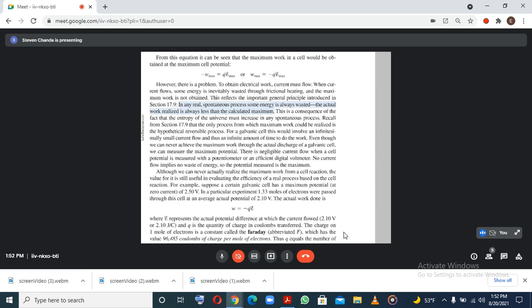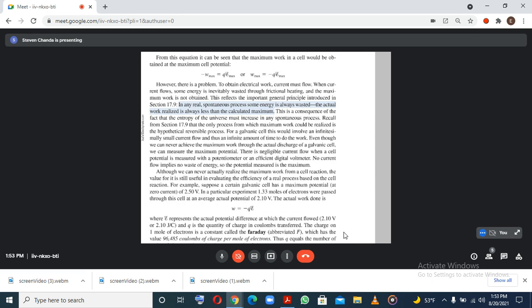So that's an important point to take note of. So then, even though we can never actually realize the maximum work from a cell reaction, the value for it is still useful in evaluating the efficiency of a real process based on the cell reaction.